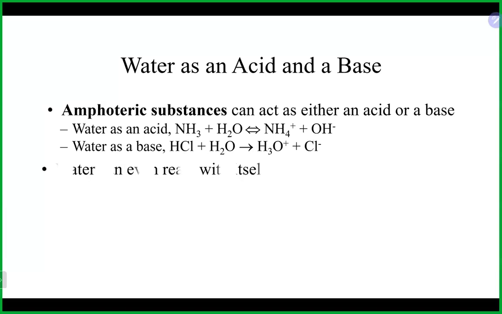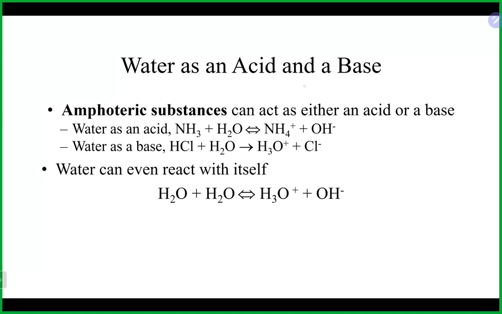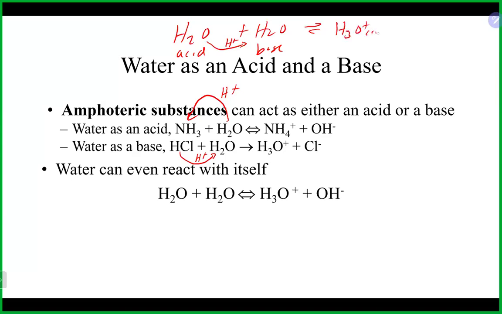Now, as we've been talking about, we can have things that can act as an acid or base. Water, as we saw, is an example of that. In that NH3 reaction, water was actually acting as an acid and it was donating the H plus. In the HCl, it was accepting the H plus. Water can actually react with itself. In one case, one water is the acid, the other water is the base, and it will send the H plus over. It will create H3O plus and OH minus in this case.